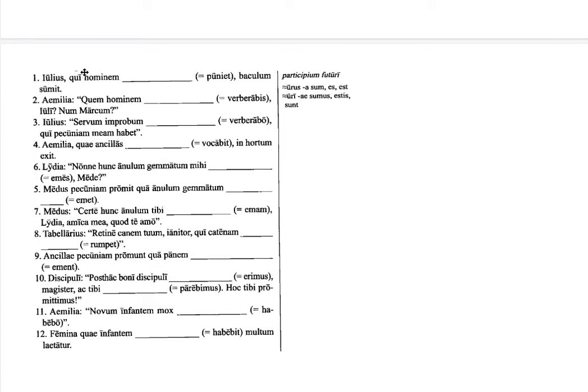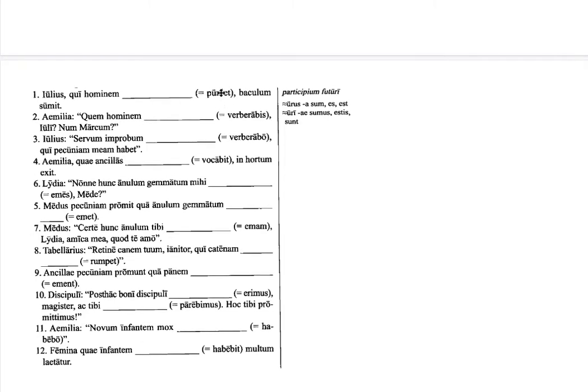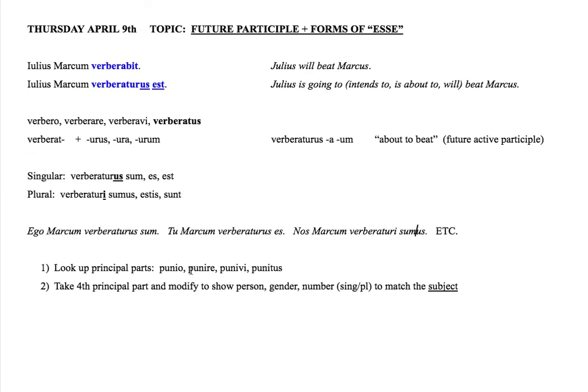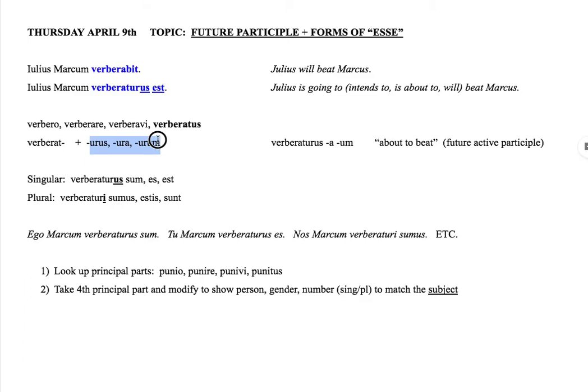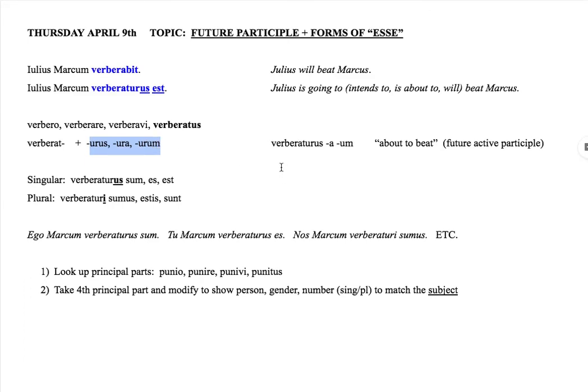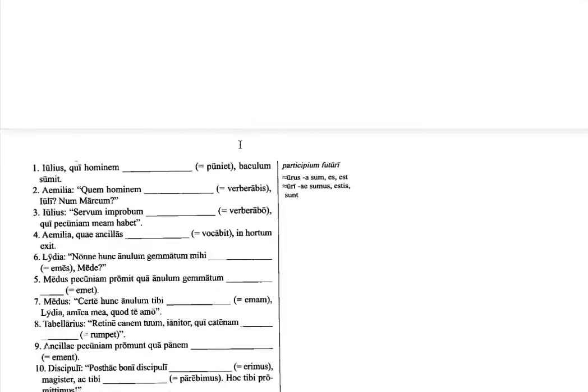So when working on this one here, I'll give you the first one. Julius, who will punish a man or will punish a person, grabs a stick. So puniet is a simple future form. In order to work with the future participle, again, you're going to look up the principal parts for punio, punire, punivi, punitus. You start here. Onto that, you're going to add these endings, depending on the gender of the person, and then give the right form of esse to match that subject.